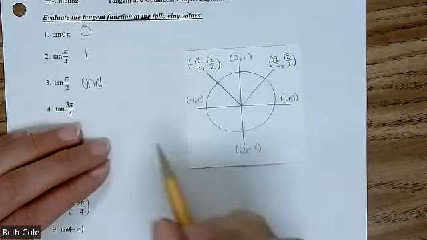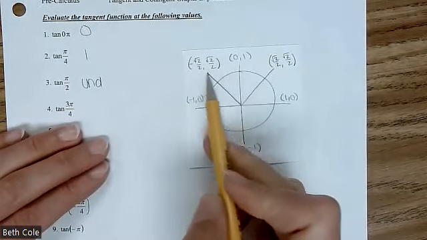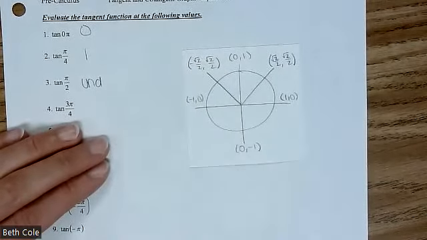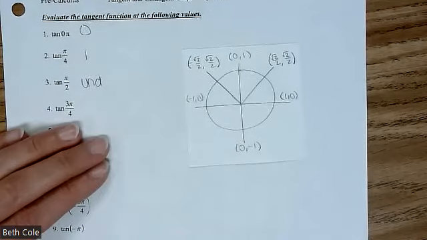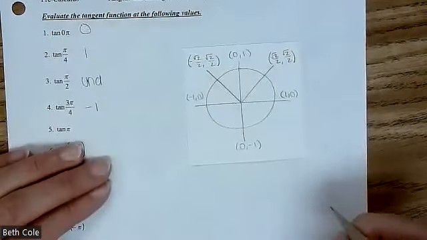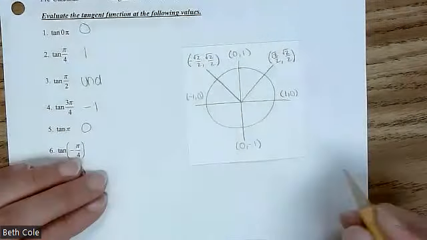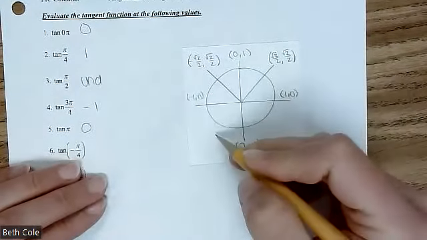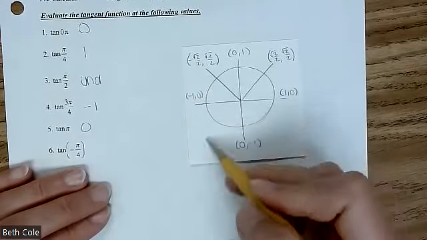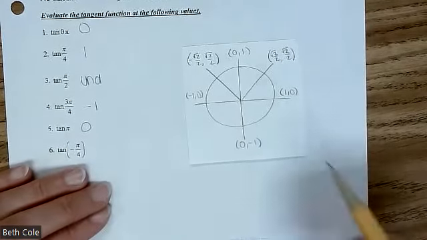Good. Now at 3 pi over 4, now we're right here. Anything over itself is 1, but this time it's going to be -1. Very good. And then at pi, it will be 0. Now we're going to go backwards. I'm not going to draw these out. I think we can just talk our way through it.